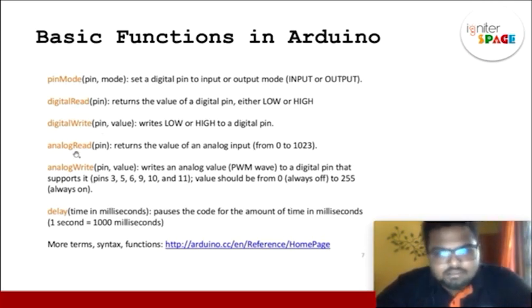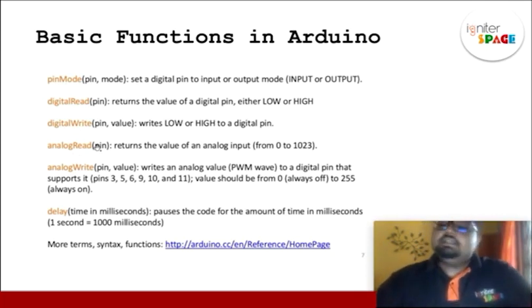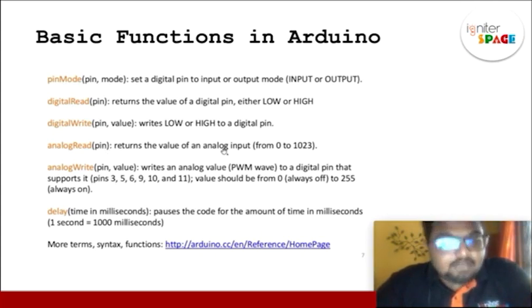Analog read, if you have an analog component like a particular sensor, we can read the analog value like this. As I said before, digital is either low or high. Analog can be from 0 to 1023. Analog write, very similar to that. And then of course the delay, as I said, the parameter is time in milliseconds.